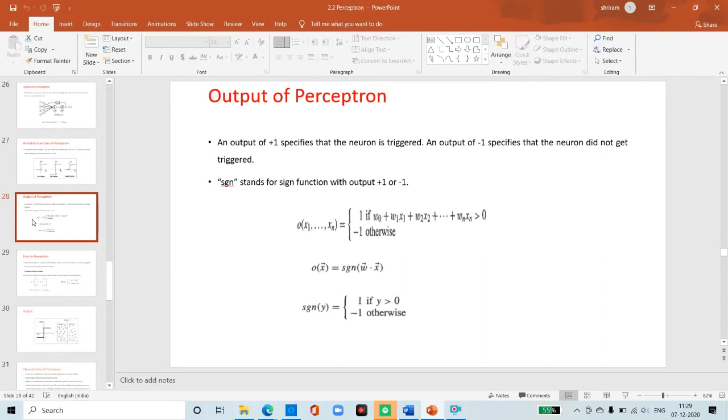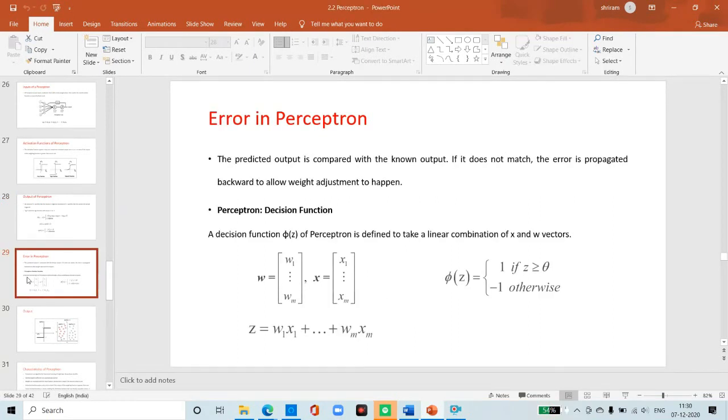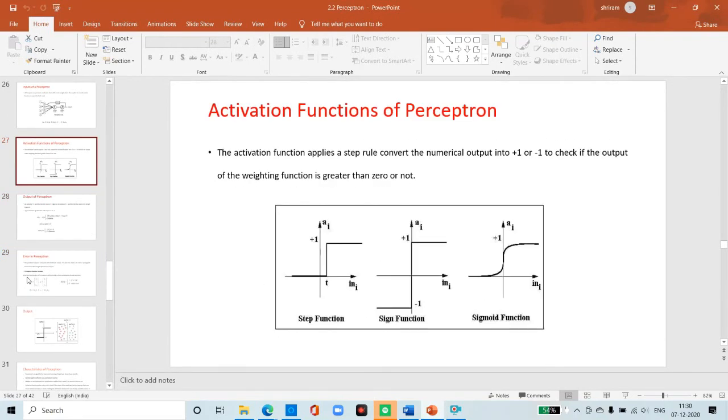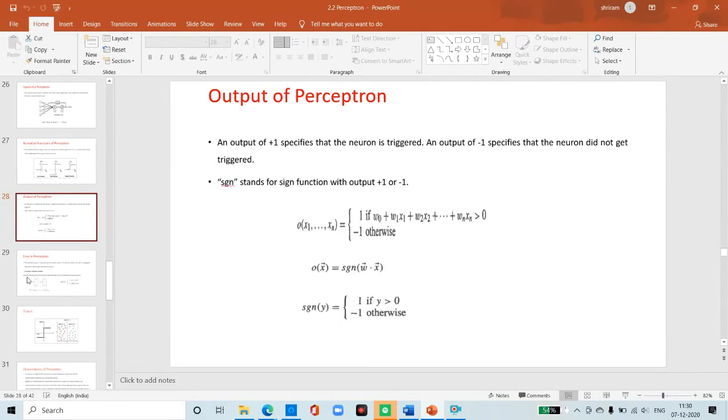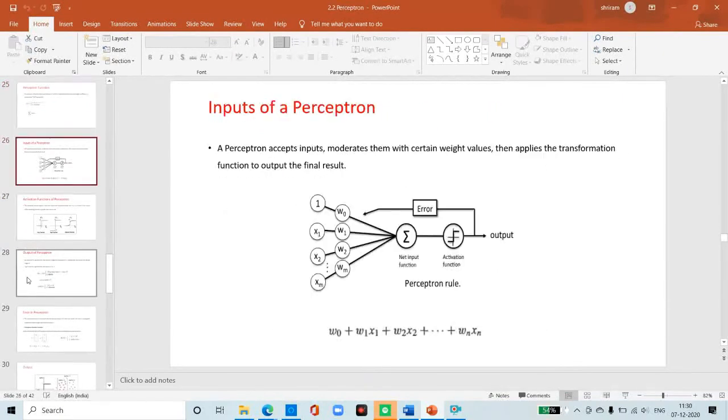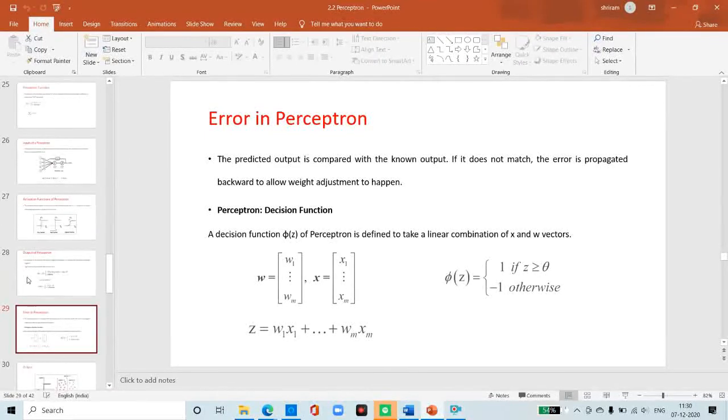So the output of plus 1 specifies that the neuron is triggered, and the output of minus 1 specifies that the neuron did not get triggered. And here the SGN, that is sign, stands for the sign function with output plus 1 or minus 1. Then next is error in perceptron. Okay, so up to this we covered how to generate the output in a perceptron from the net input. The next part is the error in perceptron.